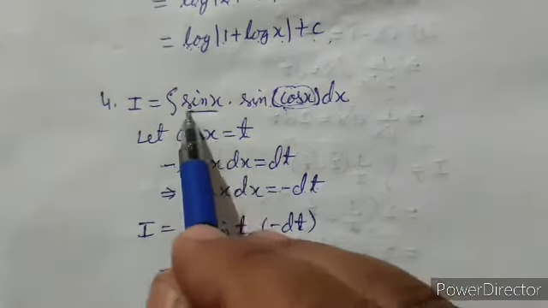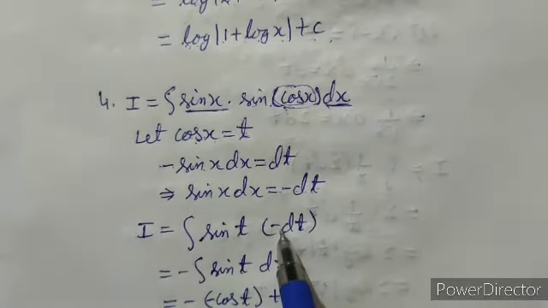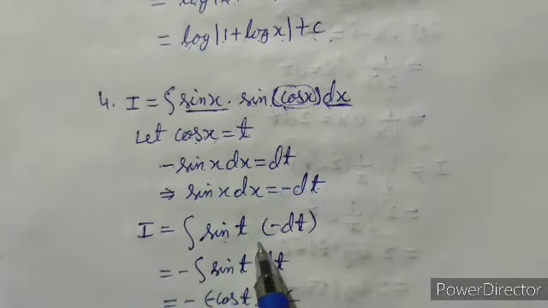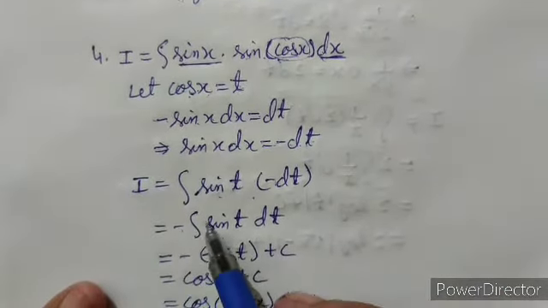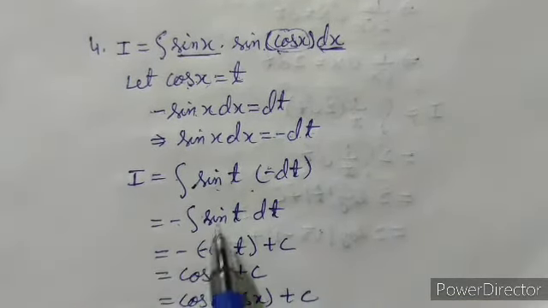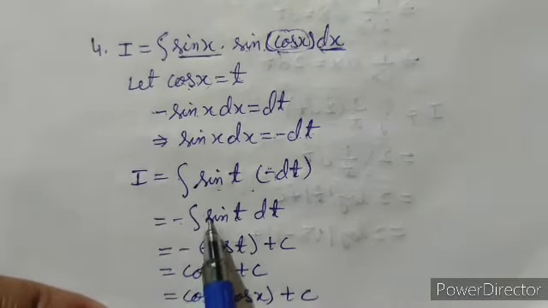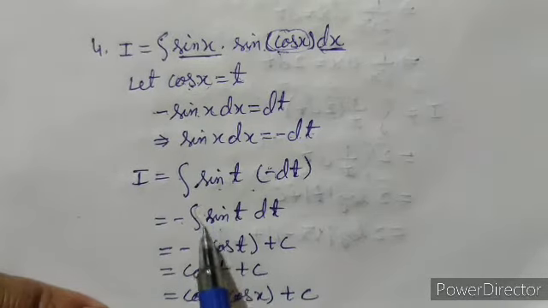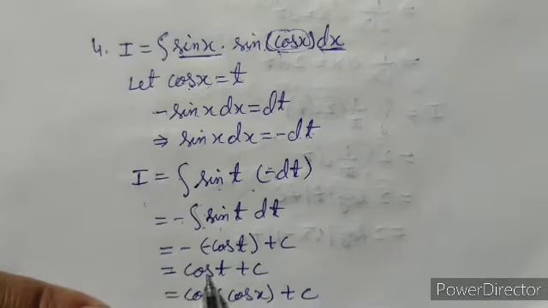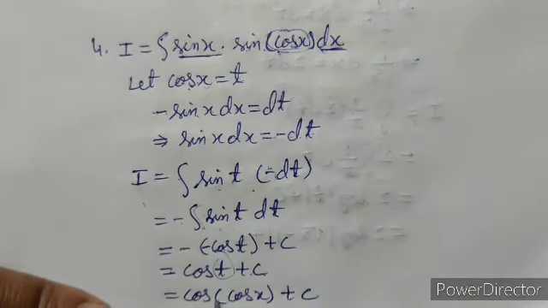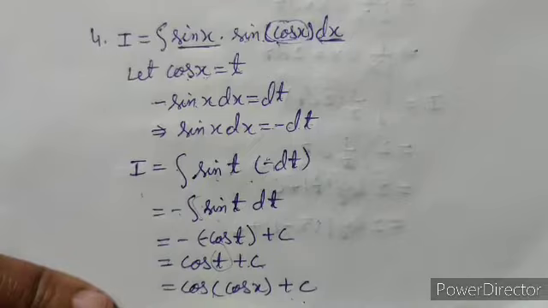Now, in place of sin x dx, we will take minus dt, and sin(cos x) will be equal to sin t, as cos x we have taken as t. This will be equal to minus integral of sin t dt, on taking minus 1 outside the integral, as it is constant. As we know, the derivative of cos x is equal to minus sin x, so the integral of sin t will be minus cos t, and that will give us I as cos t plus c. Here t was equal to cos x, so the integral will be cos of cos x plus c.